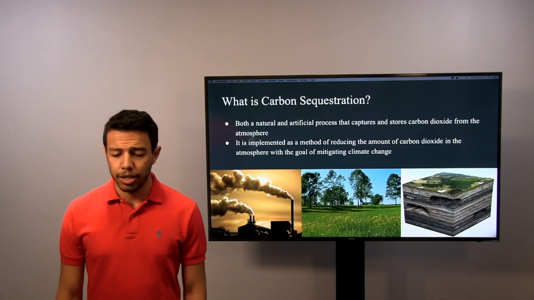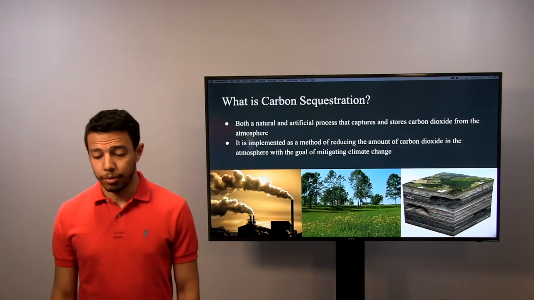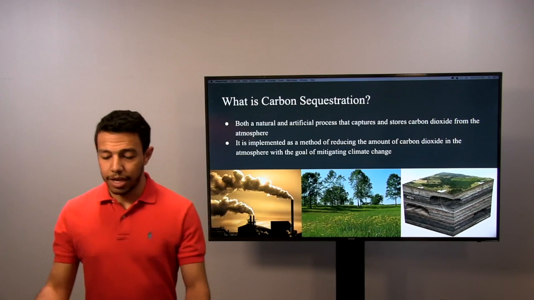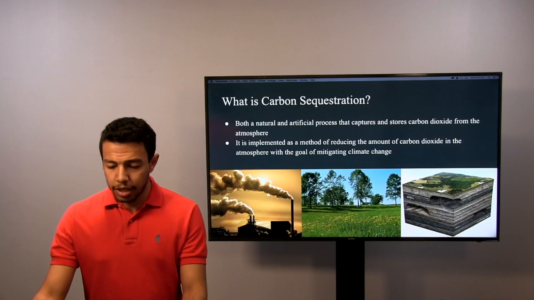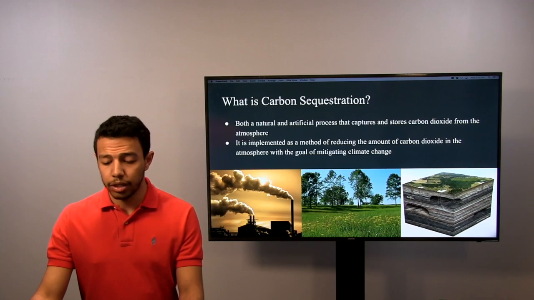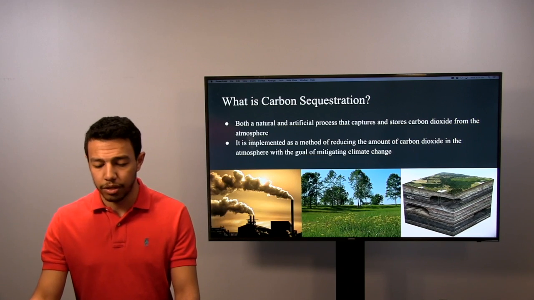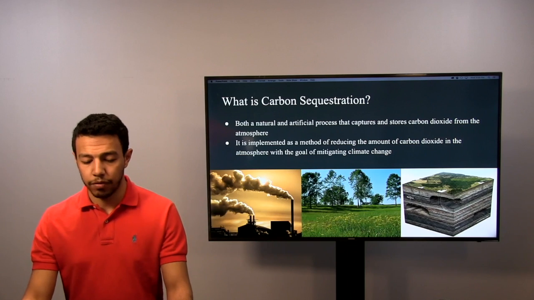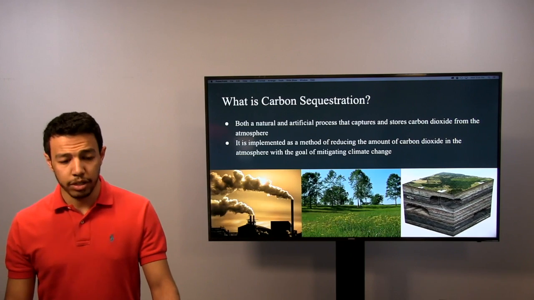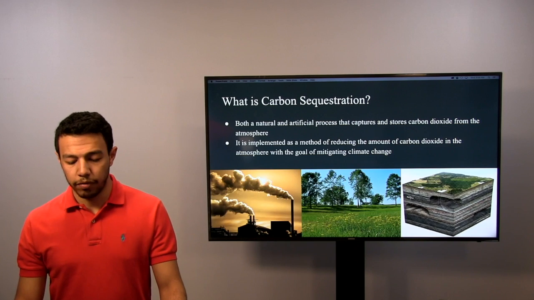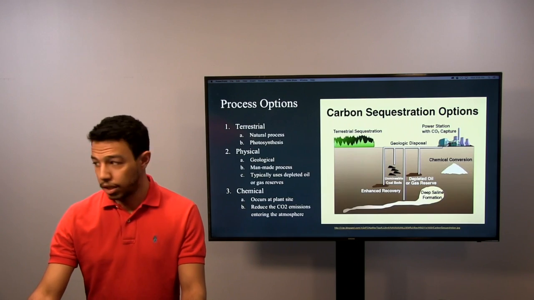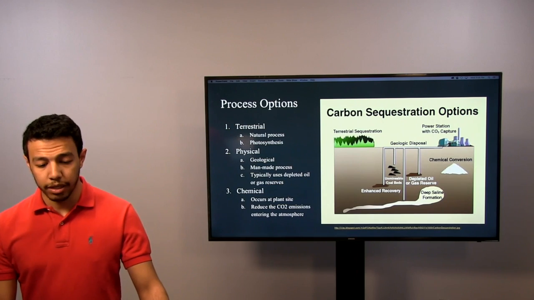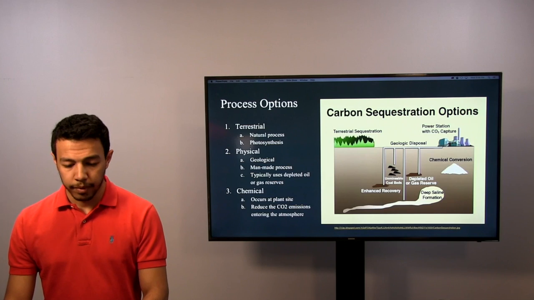Carbon dioxide is naturally captured from the atmosphere through biological, chemical, and physical processes. Artificial processes have been devised to produce similar effects, including large-scale artificial capture and sequestration of industrially produced CO2 using subsurface saline aquifers, reservoirs, ocean water, aging oil fields, or other carbon sinks. There are three options for processes: terrestrial, physical, and chemical.